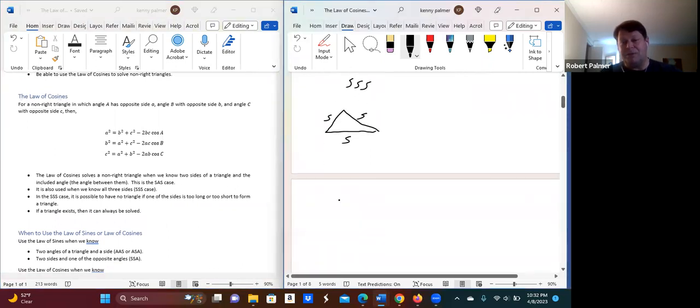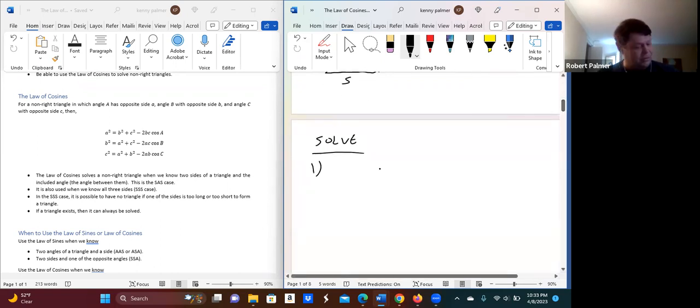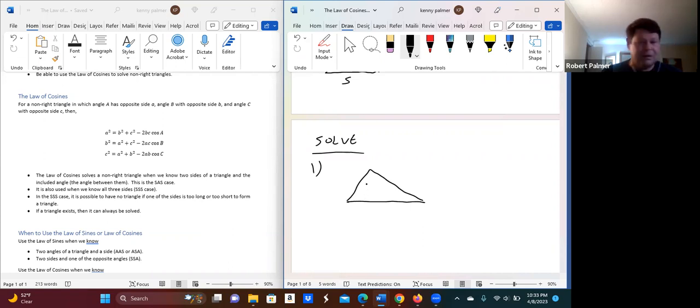So let's take a look at some examples. Our direction should be to solve. Let's look at our first one. Let's say we have a triangle of maybe this shape. We don't know exactly, but let's say we know this angle is 61 degrees, and two sides. This side is 4. This side is 6. Let's call these angles A, B, and C, like we did above.